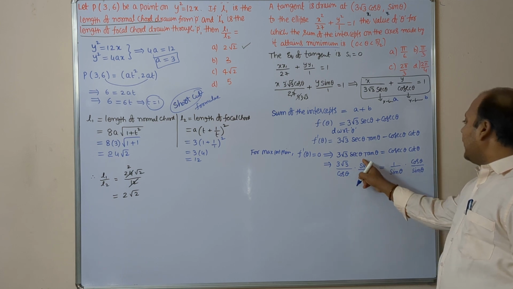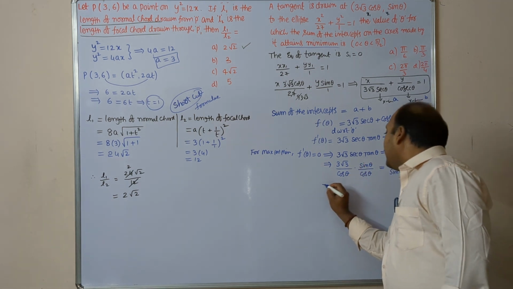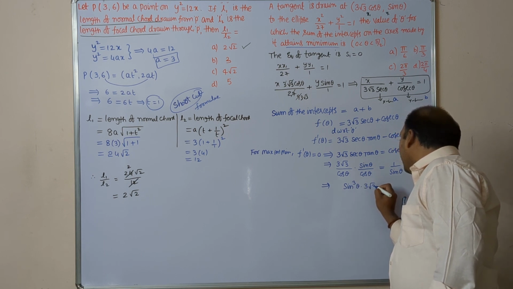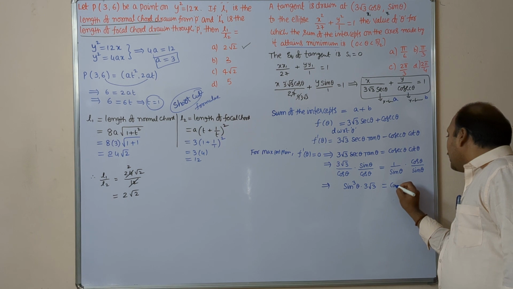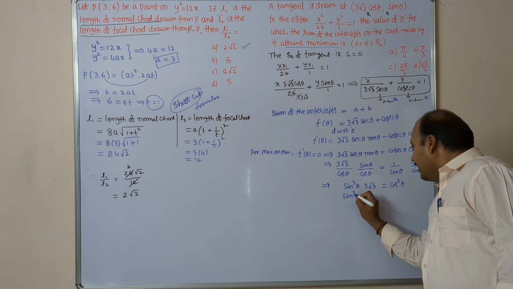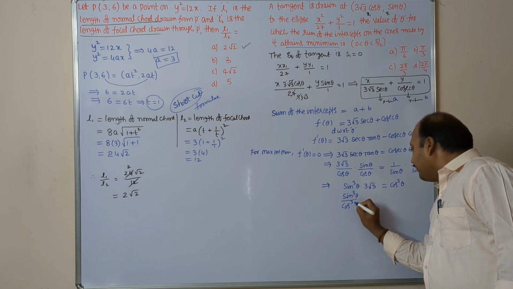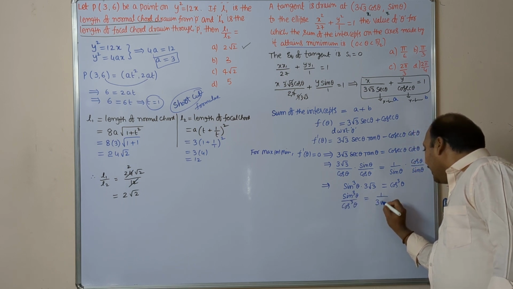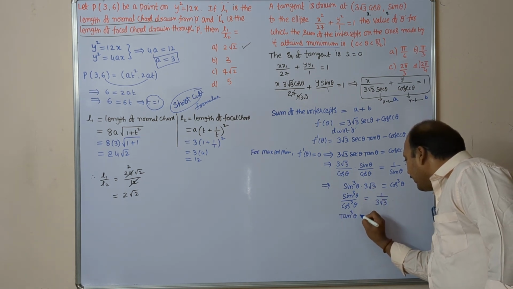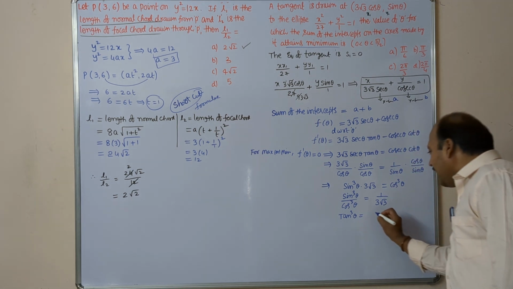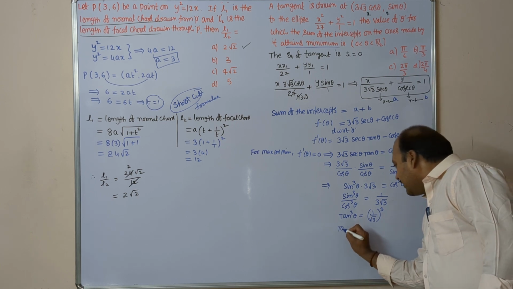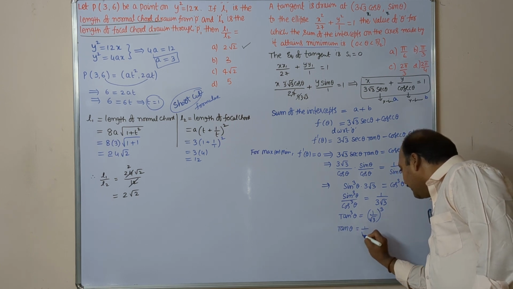So cross multiply: sin theta into sin square theta, sin cube theta. Sin cube theta into root 3 is equal to cos cube theta. So sin cube theta by cos cube theta is equal to 1 by 3 root 3. Tan cube theta is equal to 1 by 3 root 3, can we write it as 1 by root 3 whole cube? We can write it. So that implies tan theta is equal to 1 by root 3.